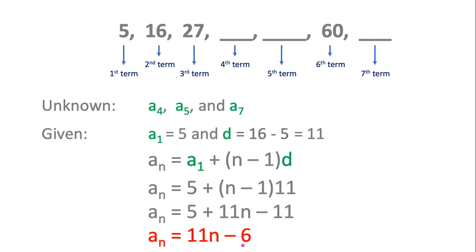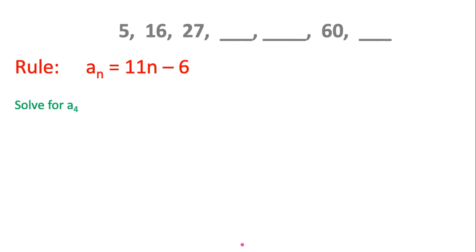Now let's solve those unknown values. Let's start with the fourth term. Using the pattern, a sub n is equal to 11n minus 6. a sub n will be your fourth term, a sub 4. n is 4. So it is 11 times 4 minus 6. Then multiply 11 with 4, we get 44. Minus 6, which is equal to 38. Therefore, our fourth term is 38.